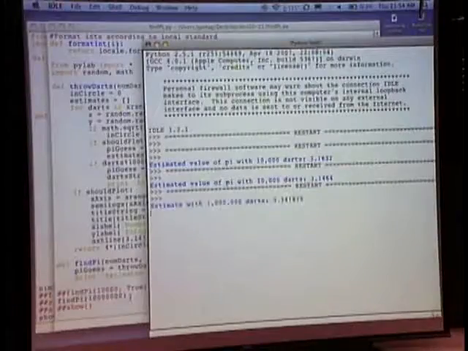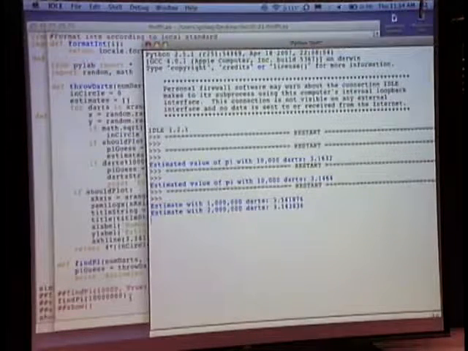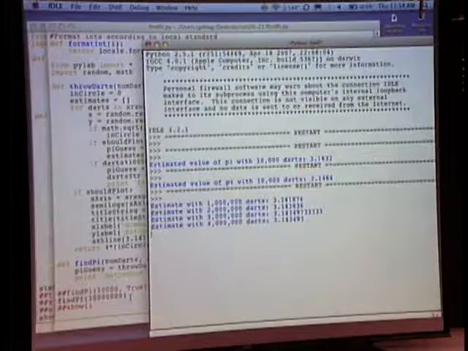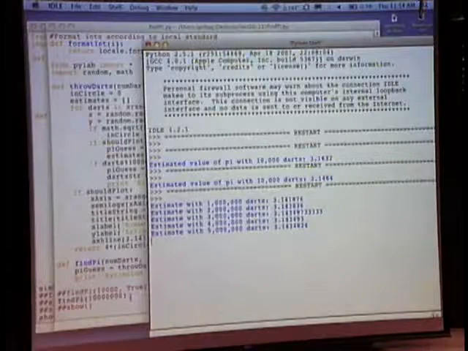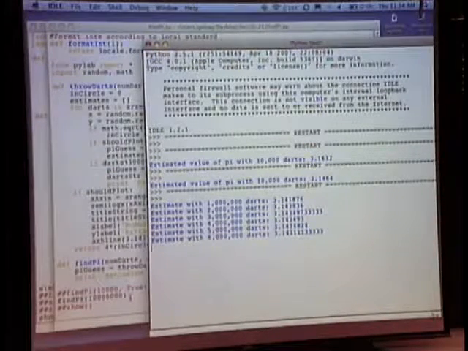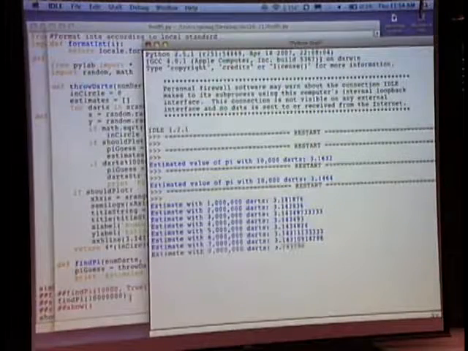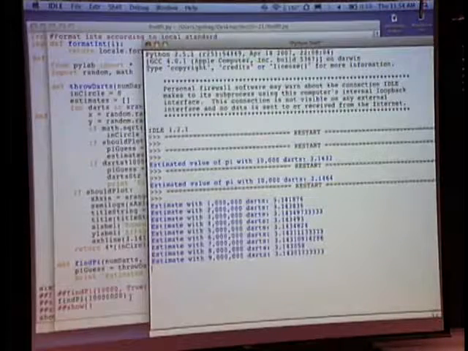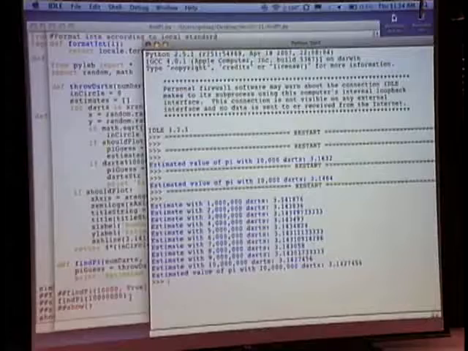Now, if you look at my code, you'll see I'm printing intermediate values. Every million darts, I'm printing the value. And I did that because the first time I ran this on a big number, I was afraid I had an infinite loop and my program was not working. So I said, all right, let's put a print statement in the loop so I could see that it's making progress. And then I decided it was kind of nice to look at it to see what was going on here.